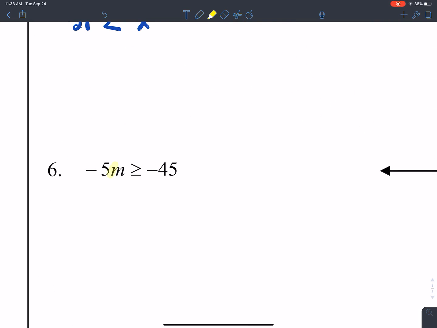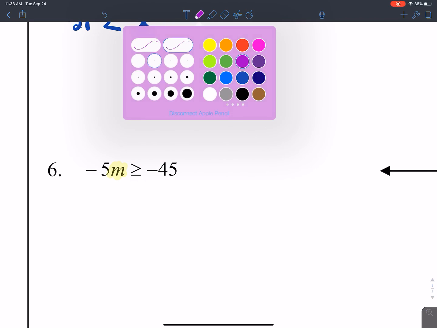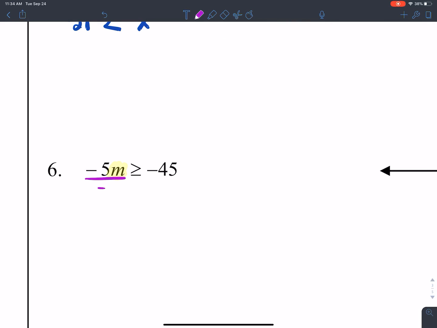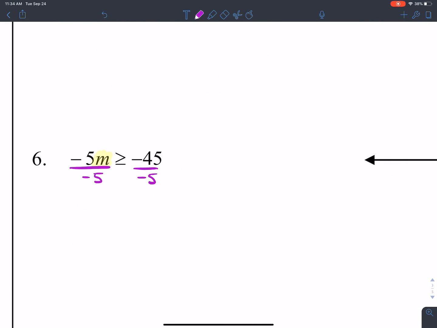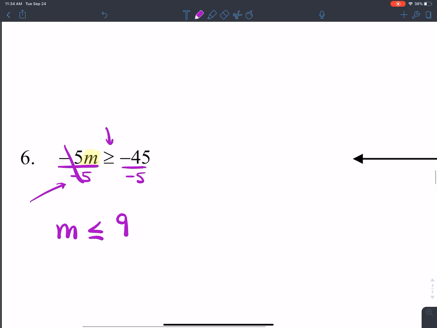If I wanted to get m alone here, I do not want m to be multiplied by a negative 5, so to undo multiplication, we would divide by a negative 5. And as we just wrote down, if we multiply or divide by a negative, so like here I divided by negative 5, when I'm doing my work, I have to change the direction of the inequality symbol. So instead of opening towards the left, now it's going to open towards the right.